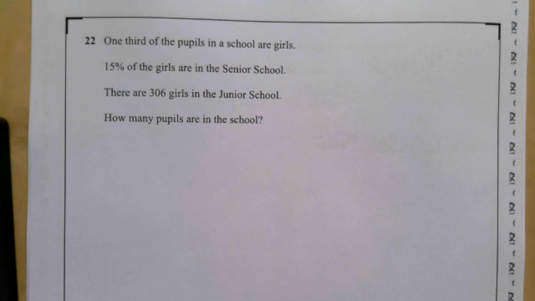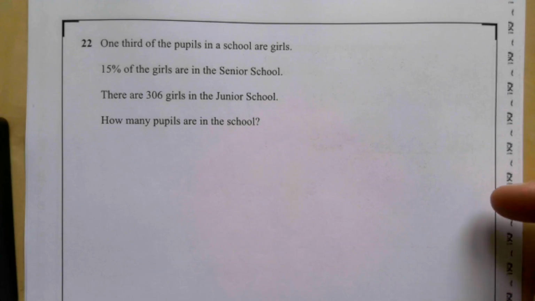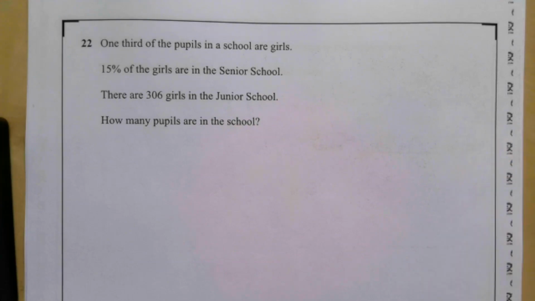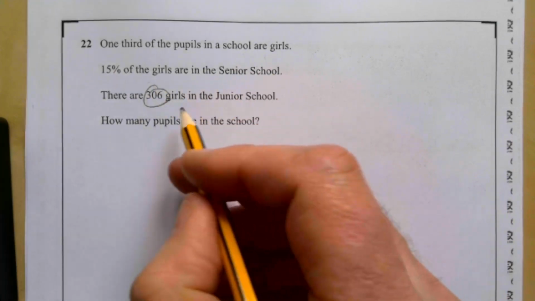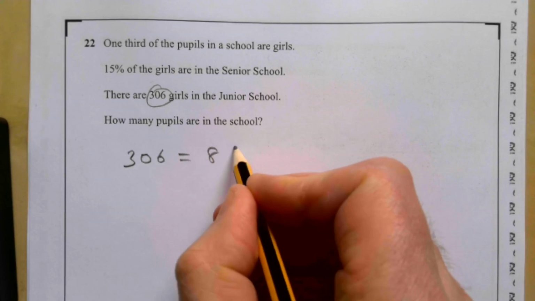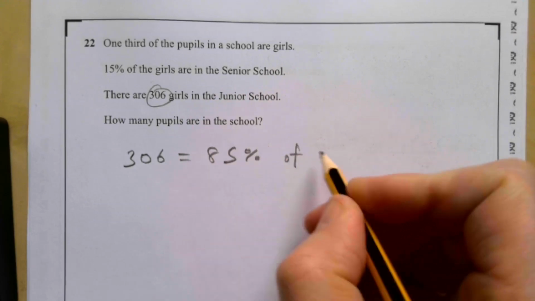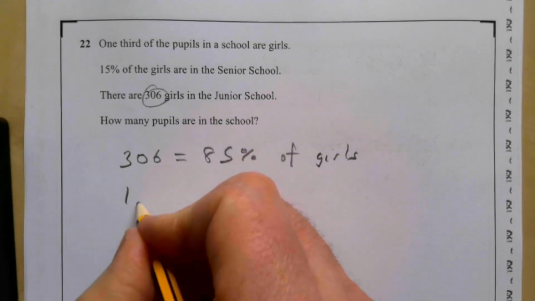Question 22. 1/3 of the pupils in a school are girls. 15% of the girls are in the senior school. There are 306 girls in the junior school. How many pupils are in the school? Okay. 15% of the girls in the senior school, that means 306 equals 85% of the girls. So we're going to find 1%.